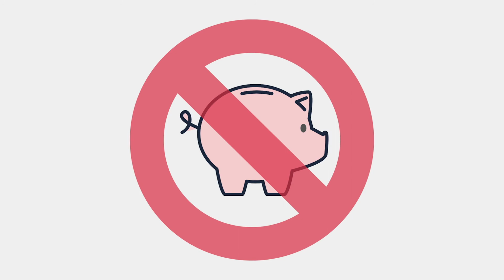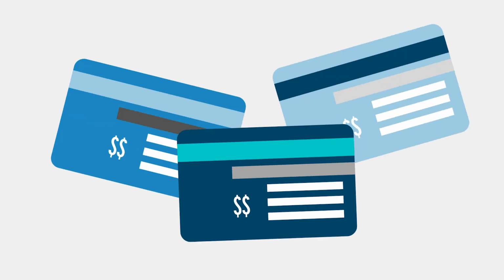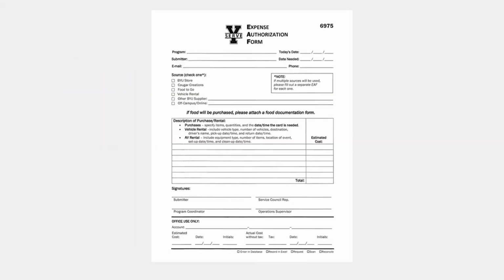Each program also has an amount of money that can be used for purchasing food and other items for your program. Don't ever use your own money to make purchases for your program. YServe purchase cards must be used. A form, called an EAF, must be filled out previous to any purchase.